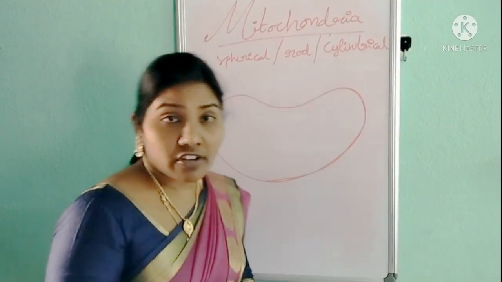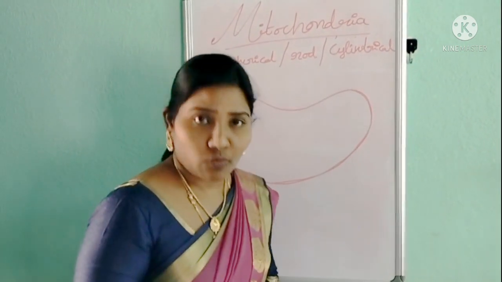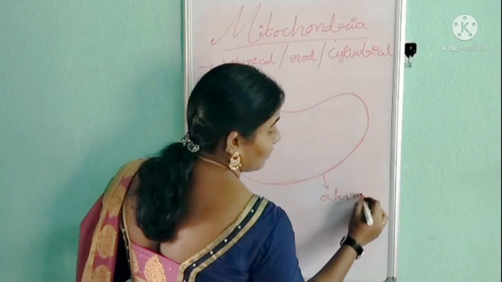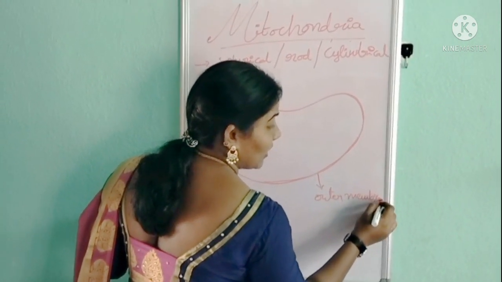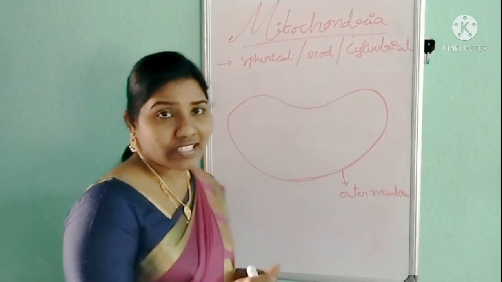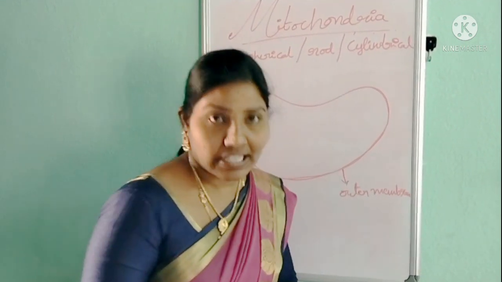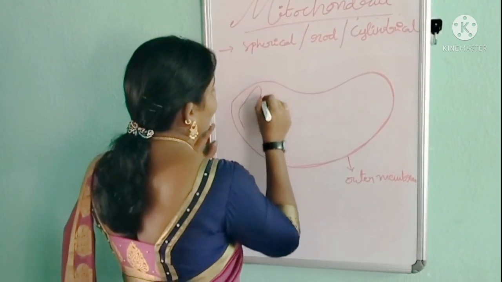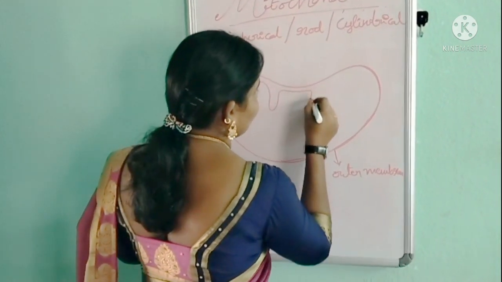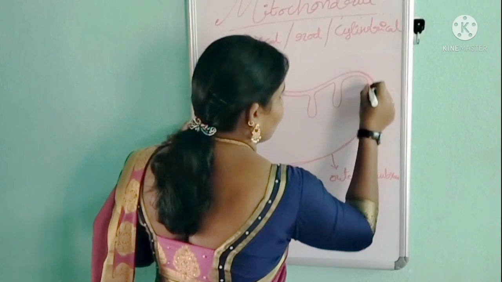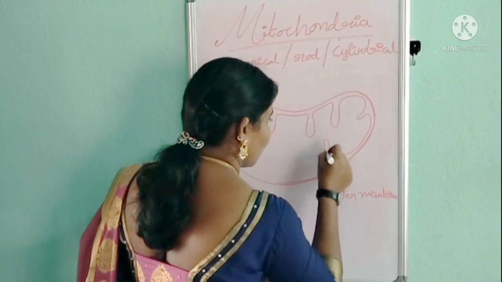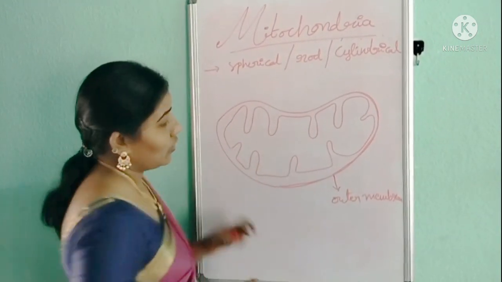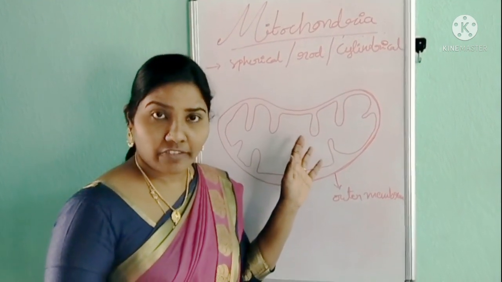The mitochondria is made up of two membranous walls. The first one is the outer membrane. It has so many pores, so the outer membrane is called the porous membrane. And the inner membrane has so many foldings in this way. So these have many foldings.